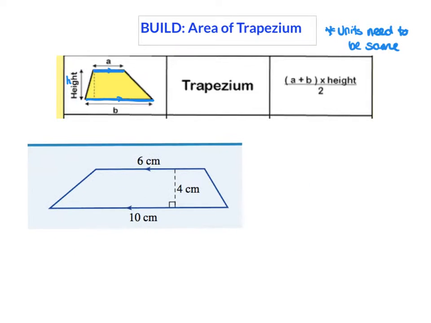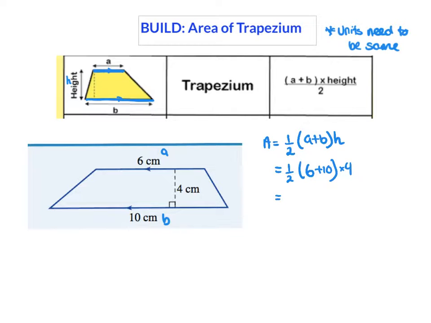So if we have a look at this one here, hopefully you note that it's a trapezium, so you will write your formula. Sometimes you might see it written like this, a half, A plus B times height. So I'm going to write it like that, and off I go. I'm going to say it's a half. Now my A is here and B, so it's 6 plus 10 and times 4.